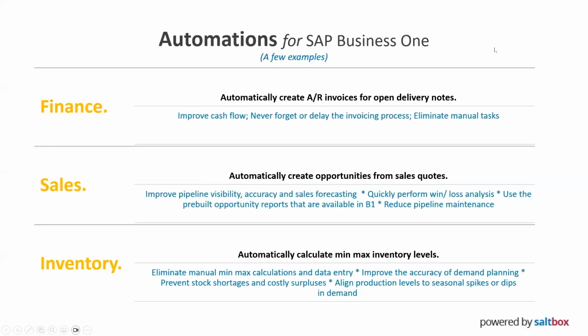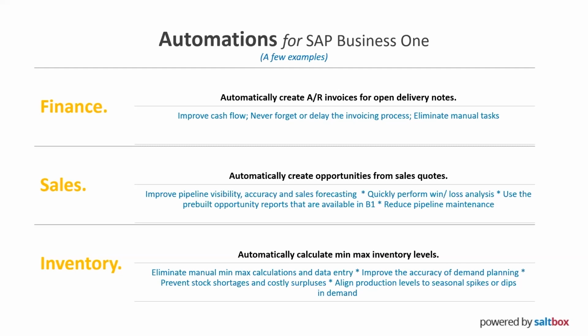So I'll give you a few examples off the top of my head, one from different lines of business. In finance, for instance, the ability to automatically create AR invoices every time an open delivery note is processed in the system. It basically takes that delivery note as soon as it's created and automatically creates an invoice. This way, the invoice gets into processing as quickly as possible. It doesn't delay the process, and doesn't delay the cash.